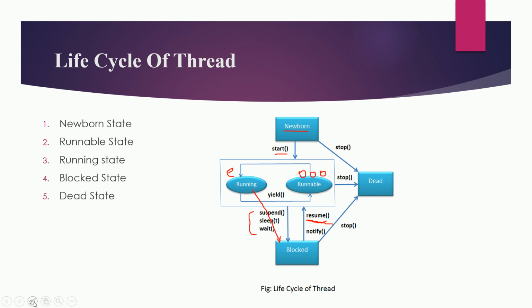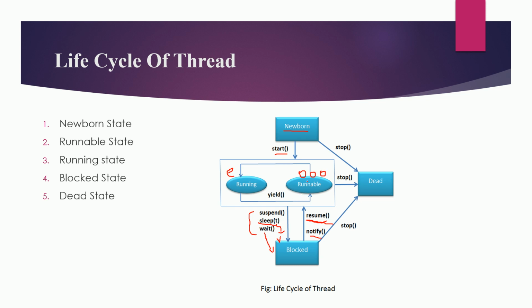Then, if you want to make your thread to sleep for some time, you can use sleep method. You have to mention the time in milliseconds. So now the thread will go to block state, wait there, and then it will again come back to the runnable state. You can also make the thread to wait for some time using wait method. And to revert it back, you can use notify method. So this method will push the thread to runnable state.